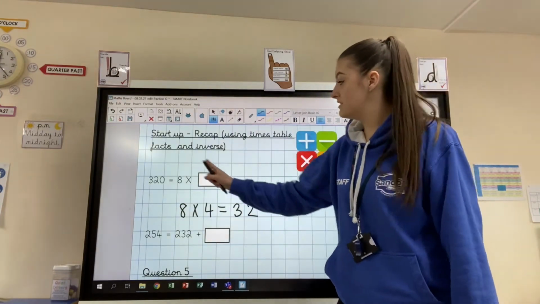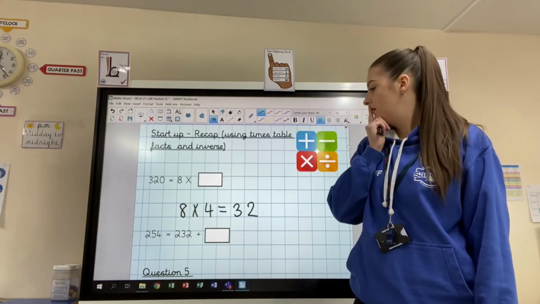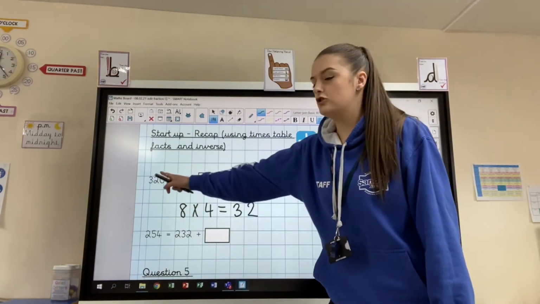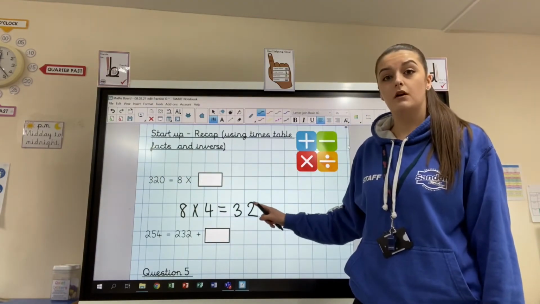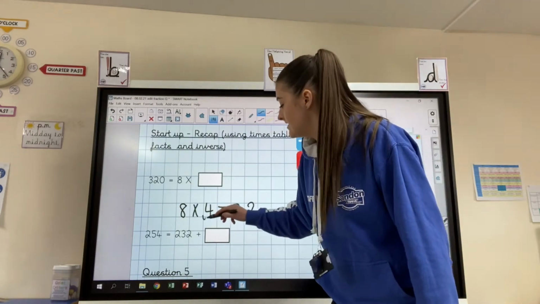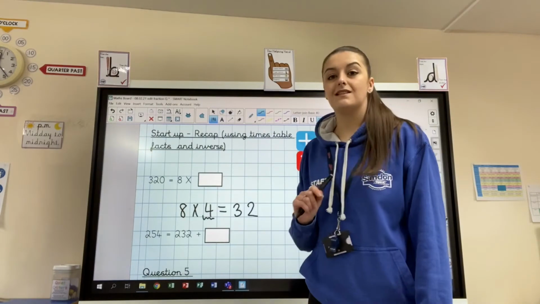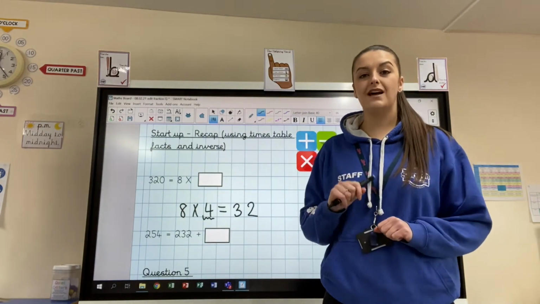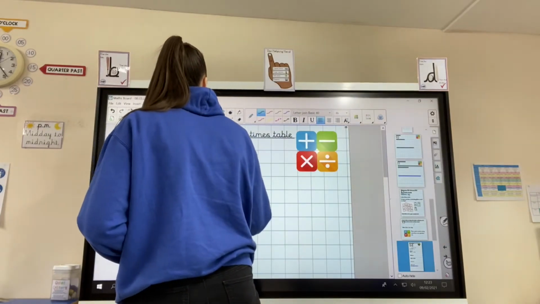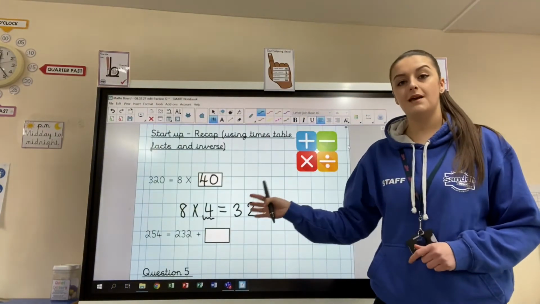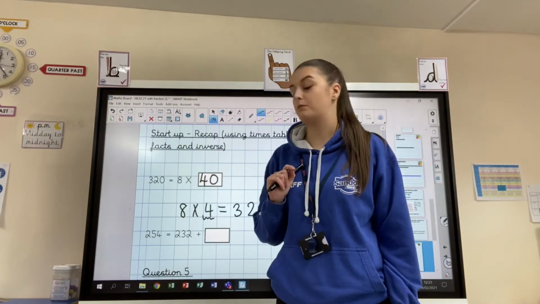Now if I look at 32 and 320, what do you notice? Well, 320 is 10 times bigger than 32. So, I know it's 8 times 4 is 32, but I'm going to have to multiply that answer by 10. So 4 times 10 is 40, because the answer is 10 times bigger. So I've used times table facts that I know to help me solve harder problems, okay?